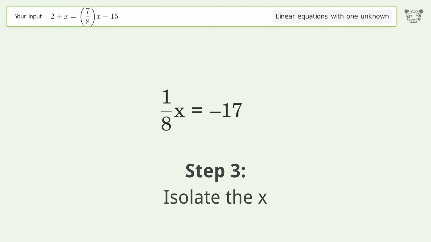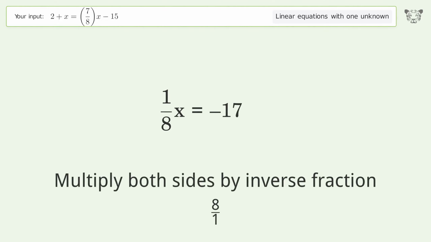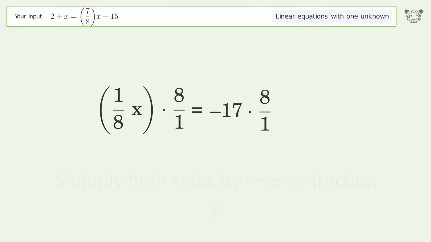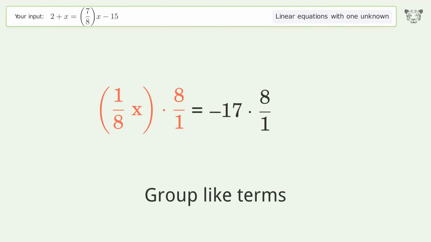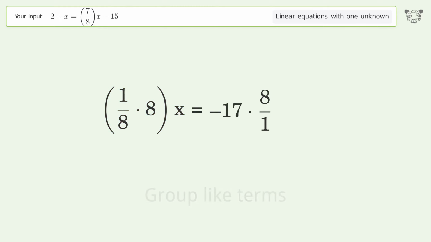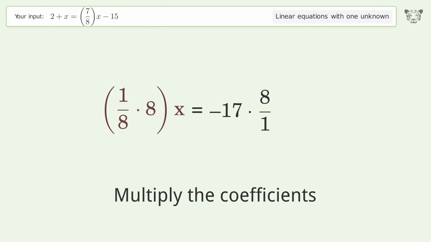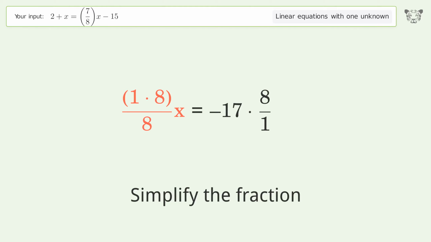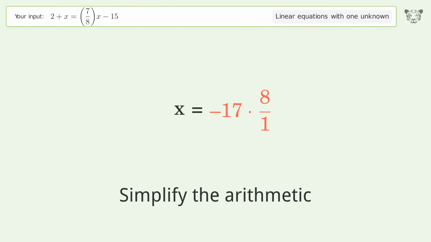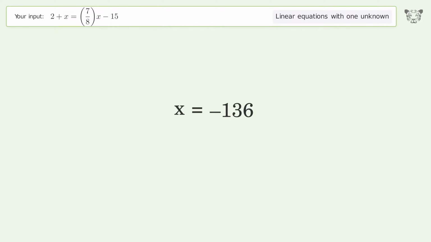Isolate the x. Multiply both sides by inverse fraction 8/1. Group like terms. Multiply the coefficients. Simplify the fraction. Simplify the arithmetic. And so the final result is x equals -136.